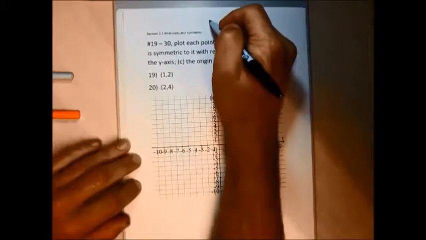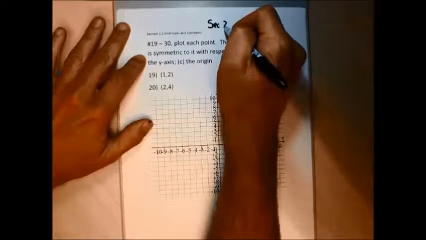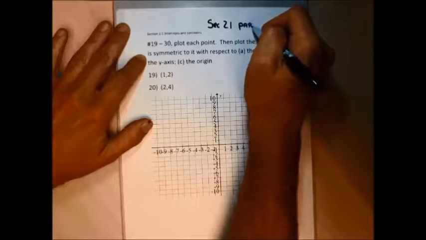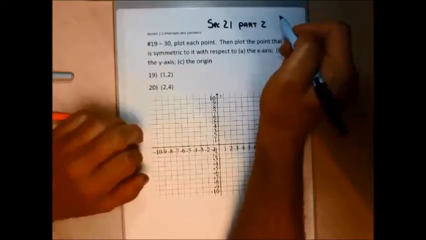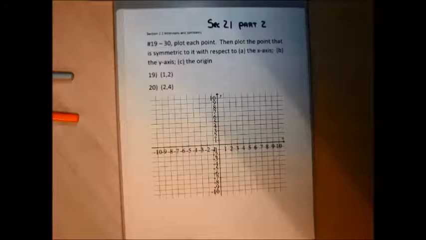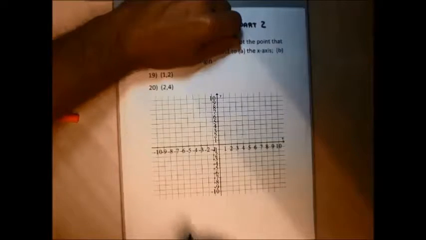All right, so this could still be section 2.1. This is the second part of this video. So again, if I just look at a problem without reading the instructions, it doesn't tell me a lot. By just looking at this, I wouldn't really exactly know what to do.